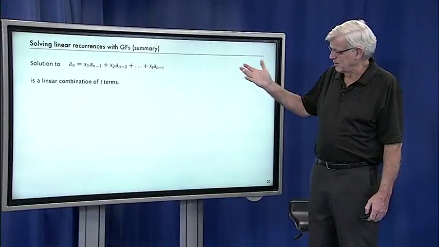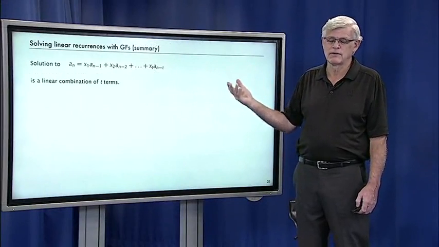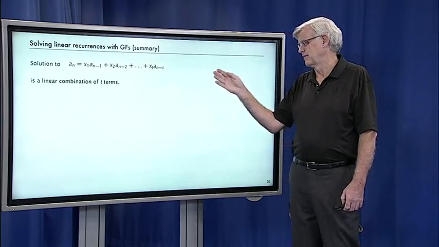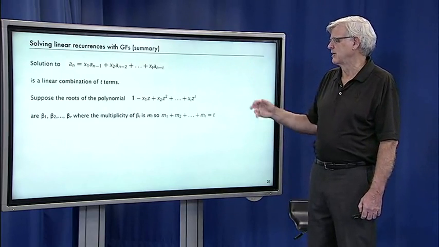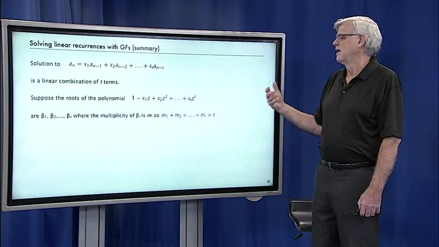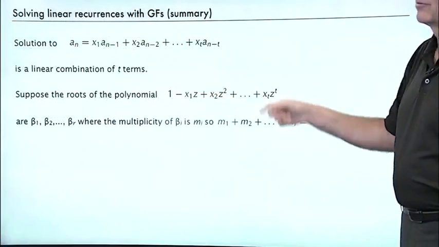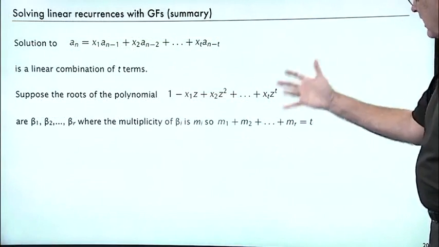So what we know is that if you've got a t-th order linear recurrence with constant coefficients, so that is you just have t terms on the right hand side, it's going to be a linear combination of t terms. And it depends on the roots of the polynomial that's induced by what happens when you multiply by z to the n, sum on n, and do the algebra.